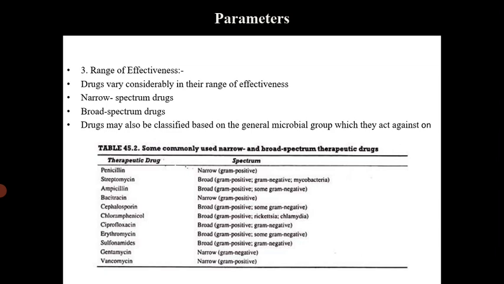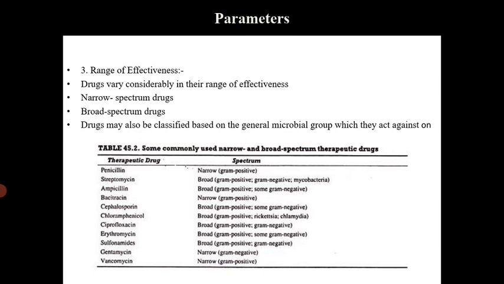So drugs may be classified based on the general microbial group. They act against antibacterial, antifungal, antiprotozoan and antiviral. Okay. Now some agents can be used against more than one group. For example, sulfonamides, they are active against bacteria and some protozoa. Now here I have shown you one table which shows therapeutic drug and its spectrum.